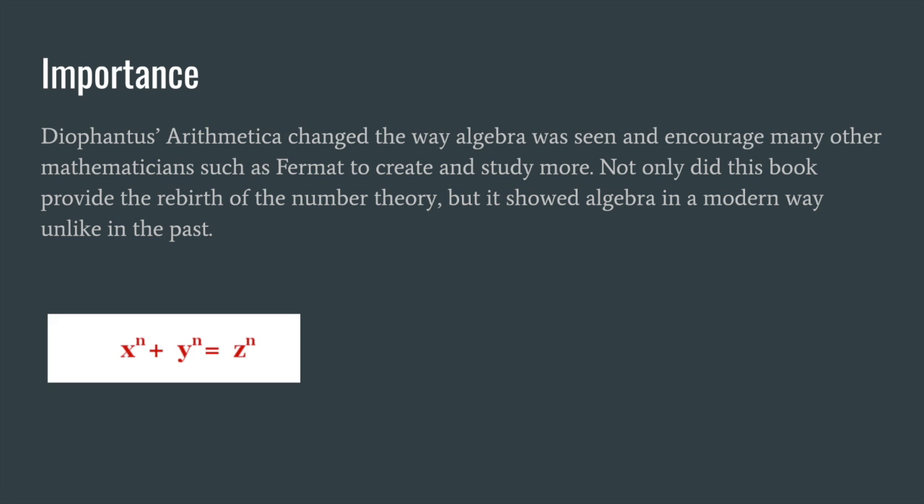The importance of this is his book basically revolutionized how people saw algebra. It was the modern way of algebra, and it helped many future mathematicians, including Fermat. If you look at the equation on the bottom, if you take n as 2, it's x squared plus y squared equals z squared. That's the normal Pythagorean theorem. But Fermat was able to create his theory from Arithmetica that if you took a number greater than 2, it would not result in whole number solutions. So basically, the book helped create interest in algebra and mathematicians to come.